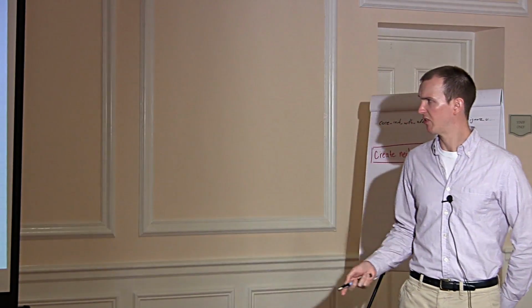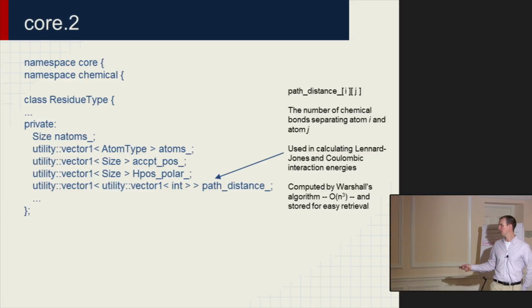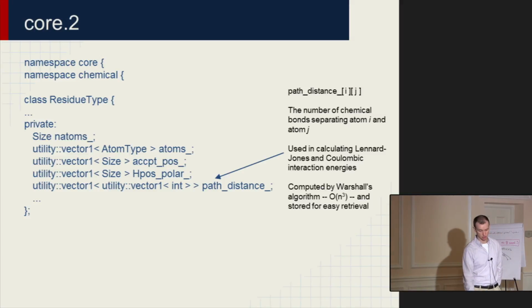There's a graph theoretic algorithm called Warshall's algorithm that calculates these up front in n cubed time. It's kind of slow, but it is faster than trying to calculate path distances in the middle of scoring. And you spend quite a lot more time scoring than you do actually constructing residue types.